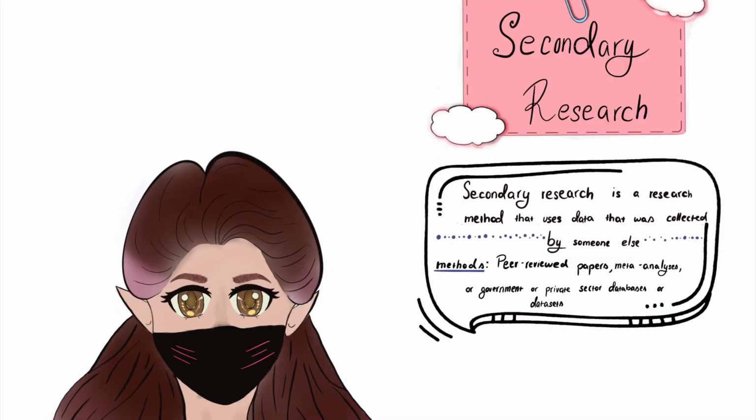What is secondary research? Secondary research is a research method that uses data that was collected by someone else. What are actually the methods of secondary research? Secondary research uses methods that are quantitative and qualitative in nature. It often uses data gathered from published peer-reviewed papers, meta-analyses, or government or private sector databases or datasets.